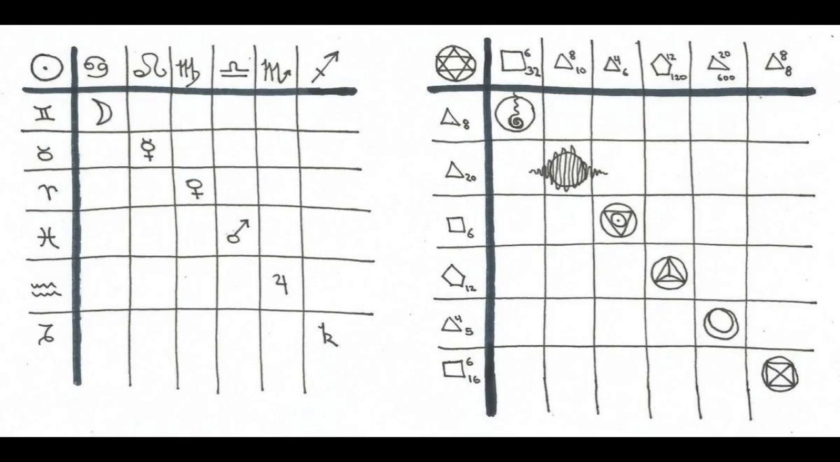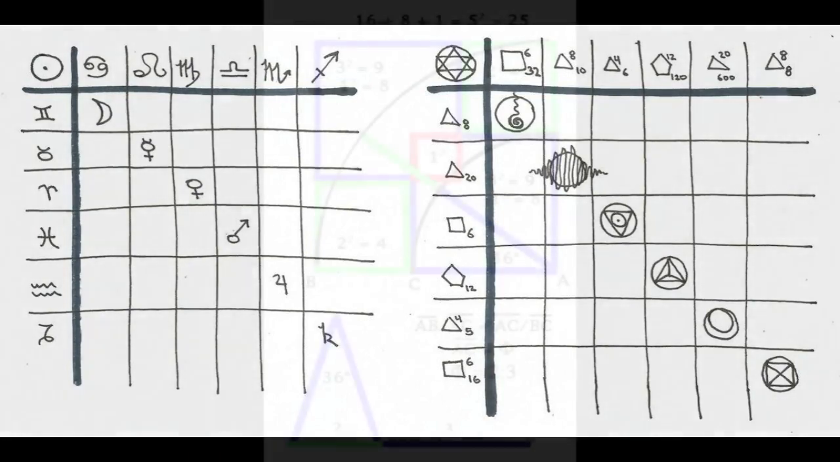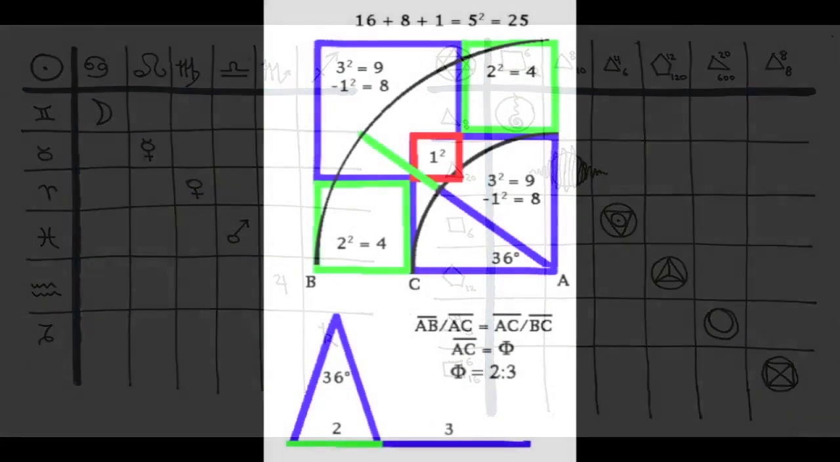On the left, the seven planetary rulers over the 12 astrological signs of the zodiac, expressed as an orthogonal matrix. On the right, the seven chakras of the kundalini along a diagonal vector between 12 regular polytopes in multiple dimensions.